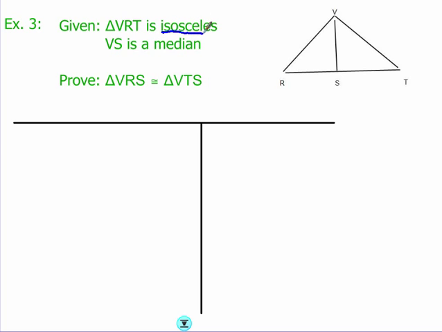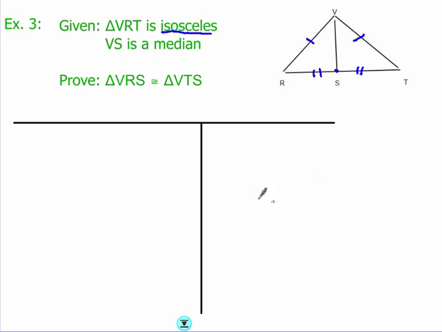Isosceles. Hopefully you know that in an isosceles triangle, two of the sides are congruent. And in that case, I could say, well, VT is congruent to VR because it's an isosceles triangle. Well, that's pretty easy. If VS is a median, we know that S is the midpoint of TR, which means that TS and RS are congruent. Because VS is a median, S is the midpoint. Now I've got two sides.